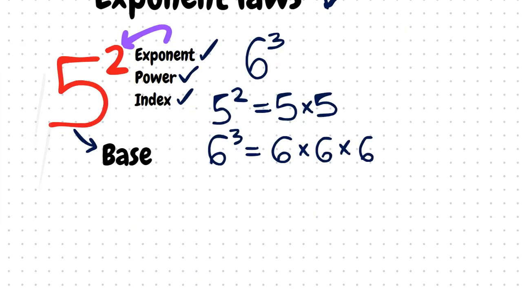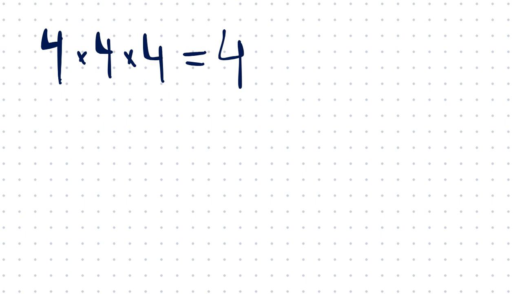What if we have, for example, 4 multiplied by 4 and then 4 again? How do we write this in index notation? Basically, we just write the number 4 and then we write how many times we see the number 4. We see it once, twice, 3 times. So this is 4 to the power of 3.